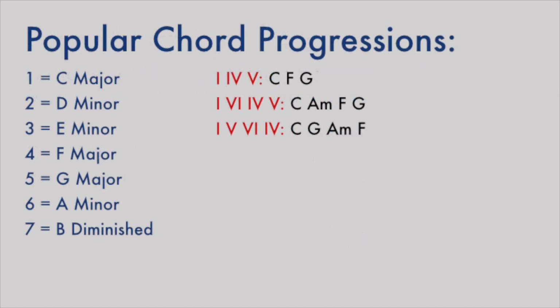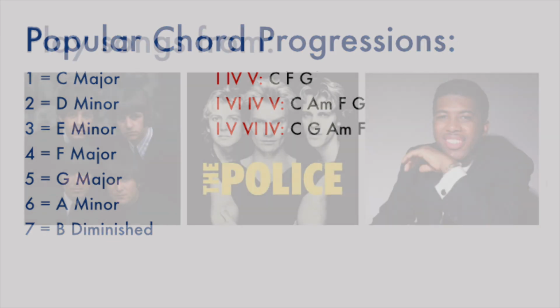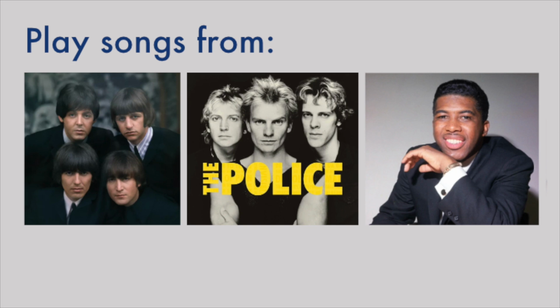If we follow some popular chord progressions, such as 1-4-5, 1-6-4-5, or 1-5-6-4, we get the following chords: C F G, C A minor F G, C G A minor F, and you will find many popular songs revolving around these exact chords. If you know these 4 chords, you will be able to play basic versions of hundreds of songs from bands and musicians such as the Beatles, the Police, Ben E. King, and many more.